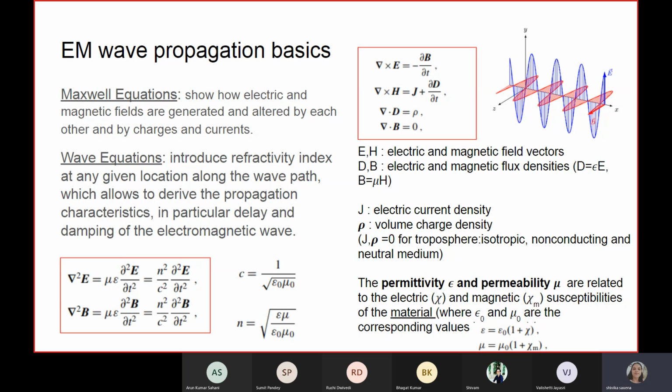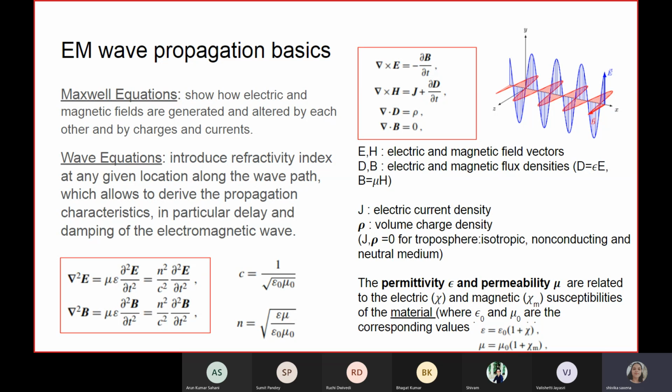So in these set of equations, you can see capital E and capital H are electric and magnetic field vectors. Capital D and B are electric and magnetic flux densities. Mu and epsilon are two important parameters here: permittivity epsilon and permeability mu. These are related to the electric and magnetic susceptibility of the material. So the material through which the signal is propagating is described by these two parameters, epsilon and mu.